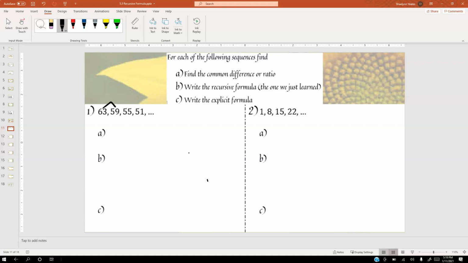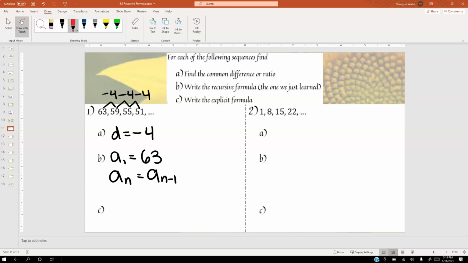So this goes from 63 to 59, 59 to 55, and 55 to 51. This seems to be subtracting 4 every single time. So we have a common difference of -4. So let's write our recursive formula. For the recursive formula, we need to define a term. So I just picked the first one, and I'm going to do 63. Then, this means that where we are at is made by the term before, and we are subtracting 4 every single time. So here is the recursive formula.